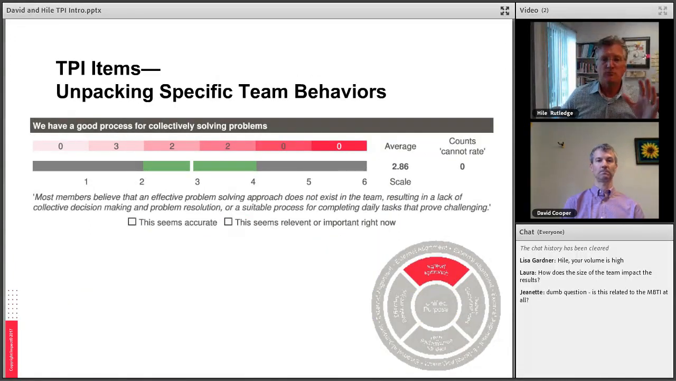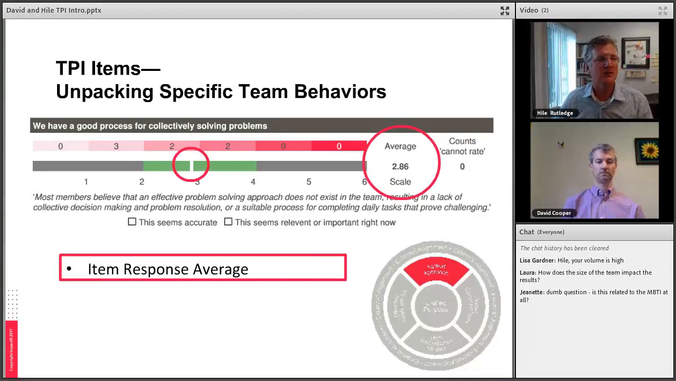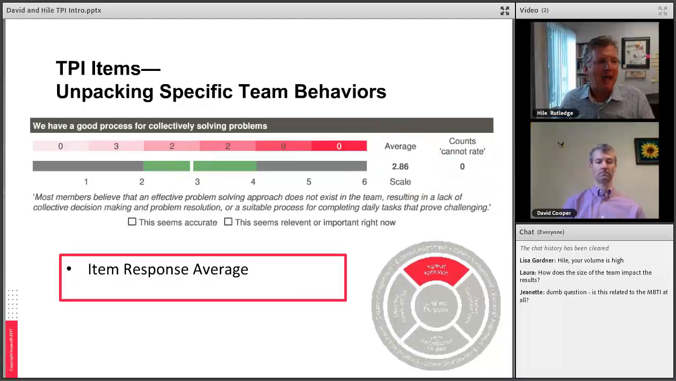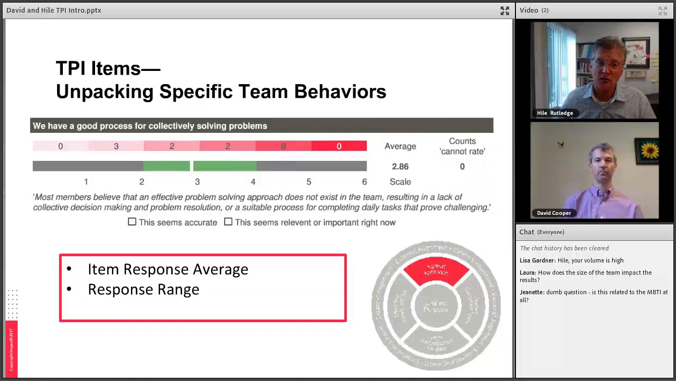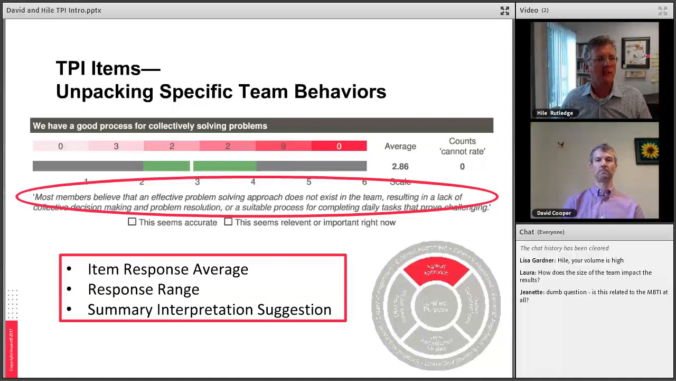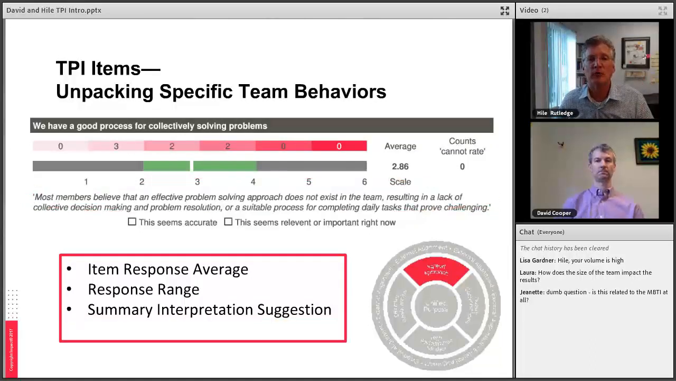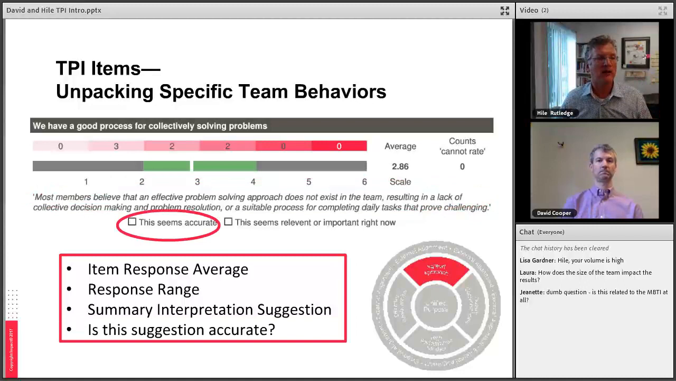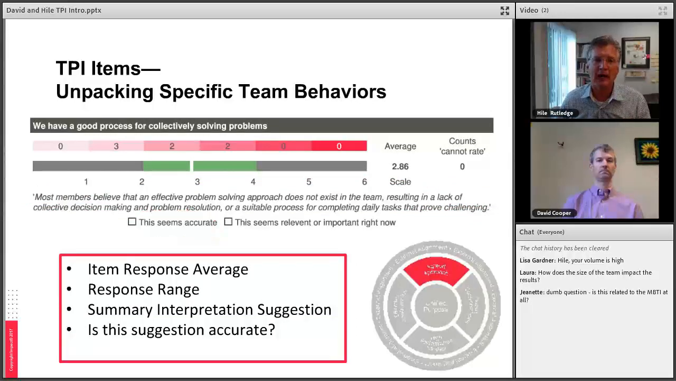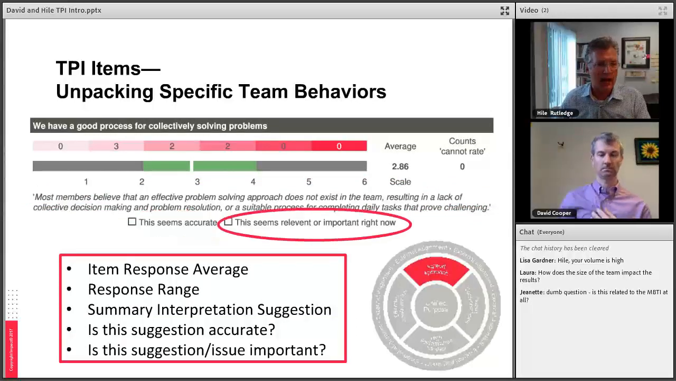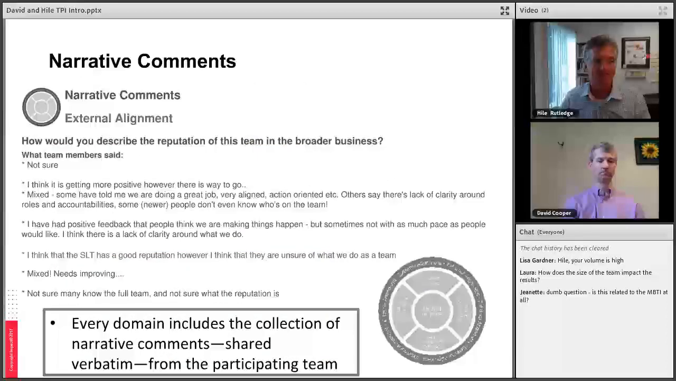Now, just quickly to show you another one. We won't go as deeply, but each one of these is here. You've got the item. It gives you the average response, and then it shows you the response range, what the lowest and highest were. It gives you a summary interpretation, and then the 2 summary questions that the team needs to grapple with and answer themselves. Does it seem accurate, and does it seem relevant? And so that is a critical component of this TPI report.